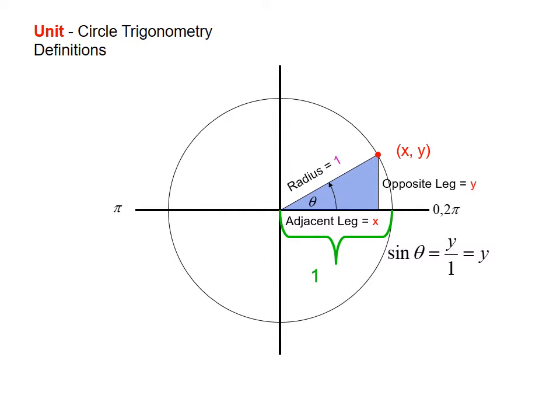And of course, if we need to find cosec, cosec will be 1 over y. Then cosine theta will be adjacent over hypotenuse. That means x over 1. Finally, it will be x. And sec will be 1 over x. Tan will be opposite over adjacent, meaning y over x, or sine over cosine.